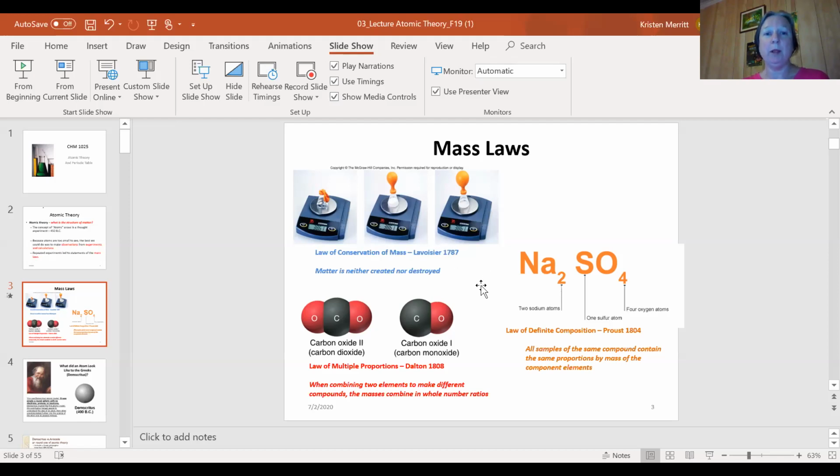Lavoisier came up with the law of conservation of mass, which I brought up in the previous lecture, that matter is neither created nor destroyed. And we now know that that actually includes energy. Energy is neither created nor destroyed. As you saw in the previous lecture, it is exchanged between your system, which is your reaction, and your surroundings.